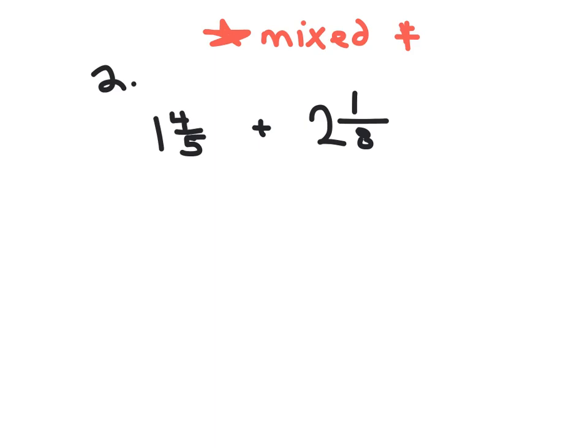Okay, so when I have mixed numbers, meaning I have a whole number and a fraction, I always want to convert these to improper first, as this will help me not make mistakes. So 5 times 1 is 5, plus 4 is 9, so I have 9/5, plus 8 times 2 is 16, plus 1 is 17, 17/8.